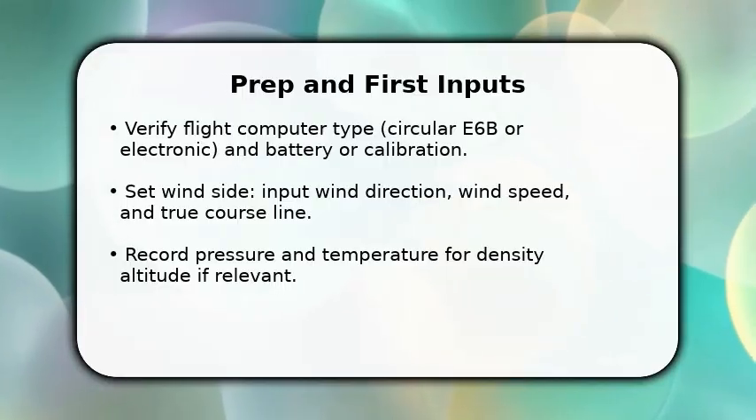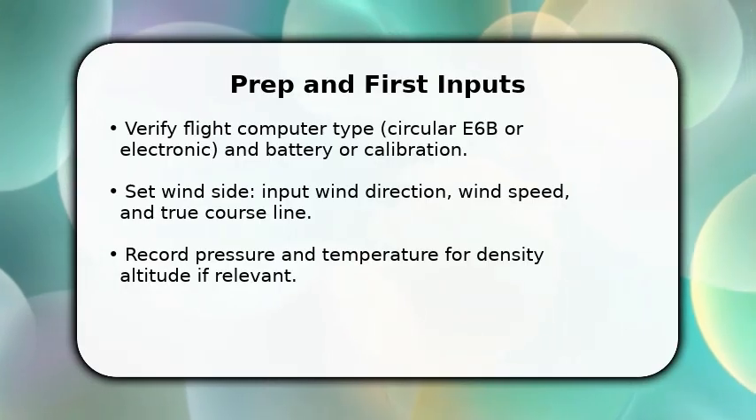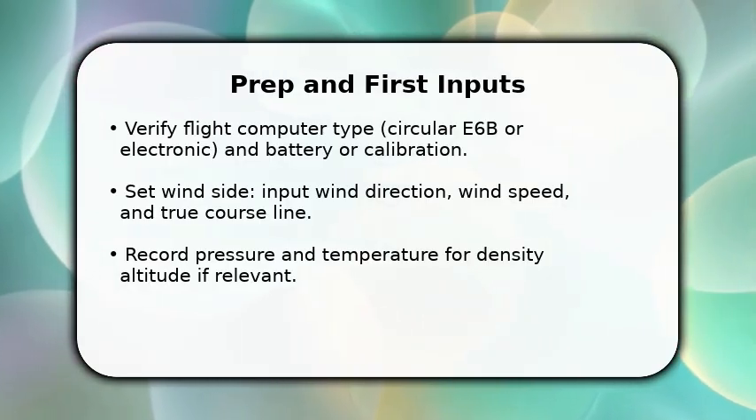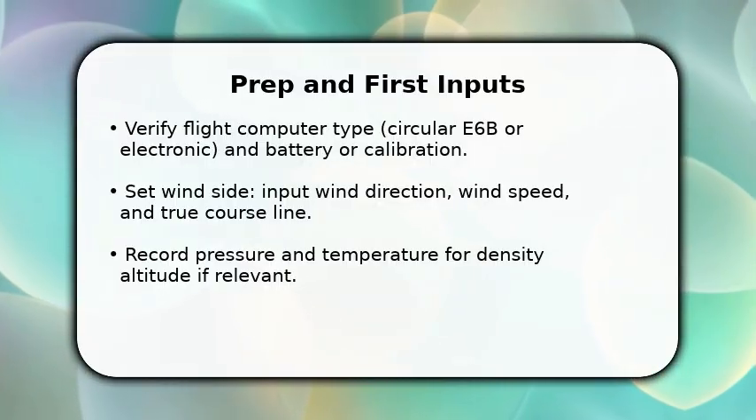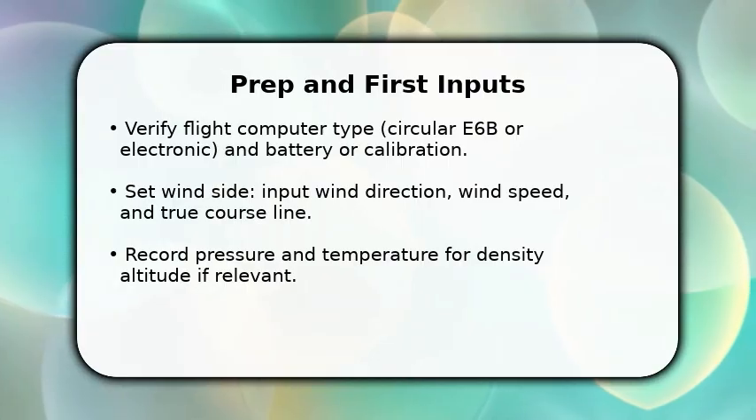You start by confirming the unit and power. If mechanical, lock the dial. Enter the true airspeed or ground speed and set the wind mark. Align the wind direction, shove the grommet for wind speed, and read the drift mark.